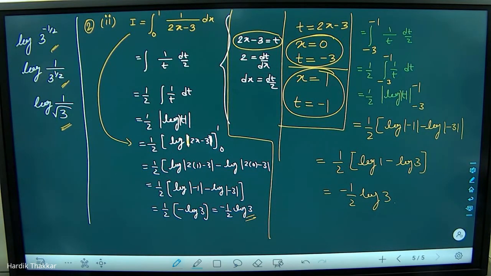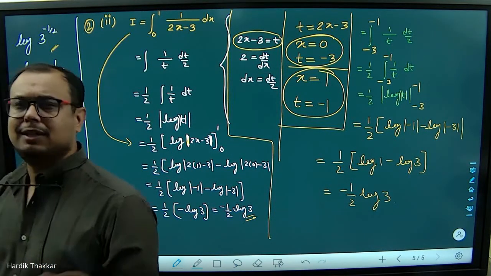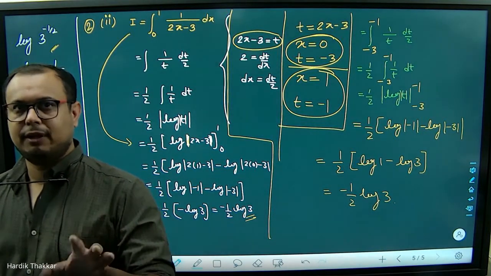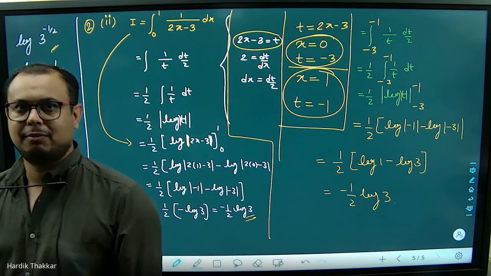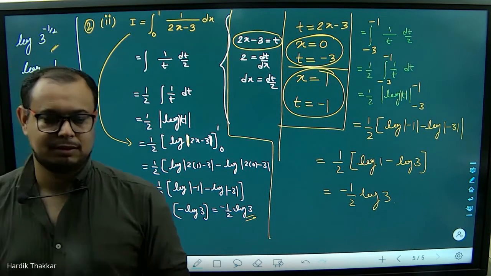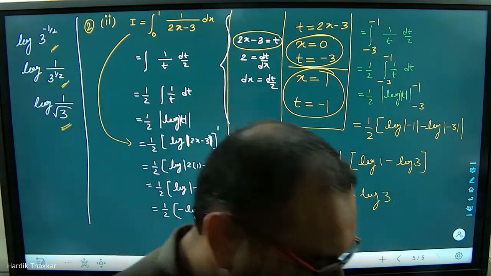For the next, third part of question 2, just substitute 5x plus 4 is equal to t, and further the rest of the process will remain the same. You can also change the limit for that question. I will come in 1 minute, until then you try.